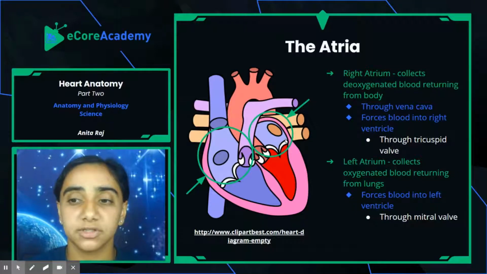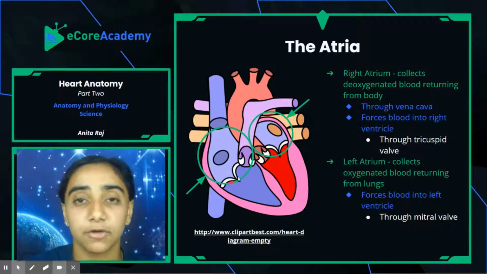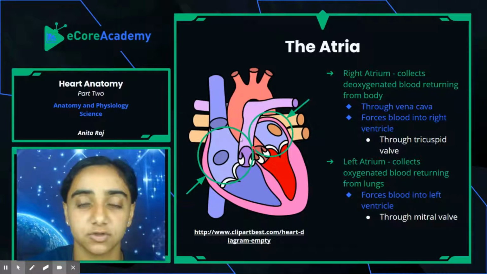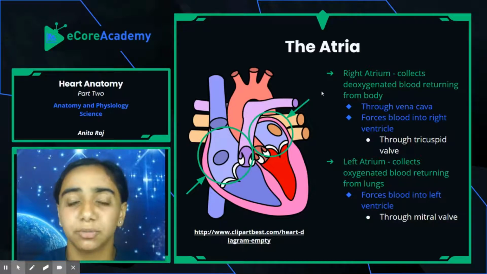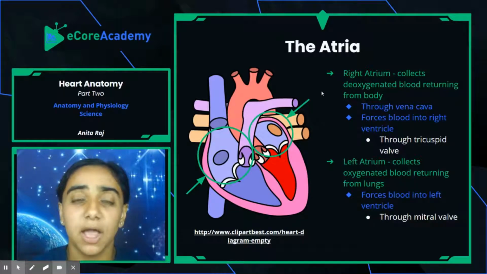So let's go over what these atria actually do. So the right atrium, which is right over here, whenever I refer to right atrium, I'm referring to this structure, this chamber of the heart. The right atrium collects deoxygenated blood returning from the body. So remember, deoxygenated blood is your blue blood or your black blood. It's your waste-filled, carbon dioxide-filled blood.